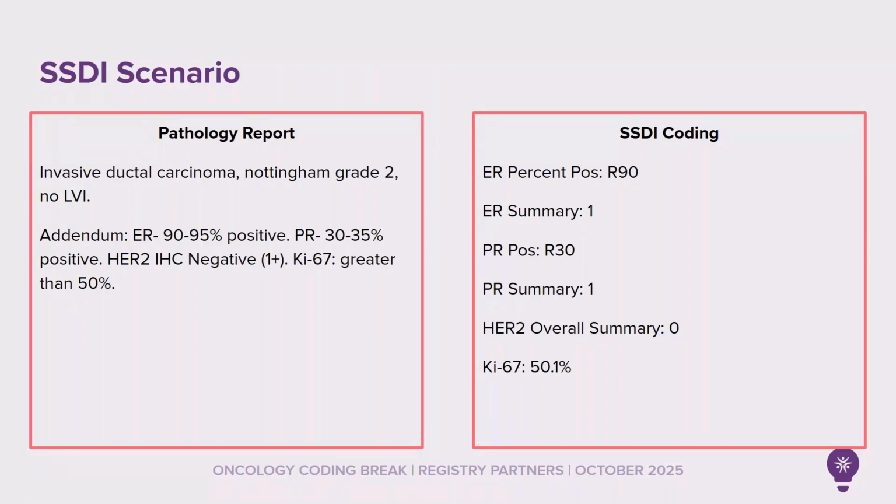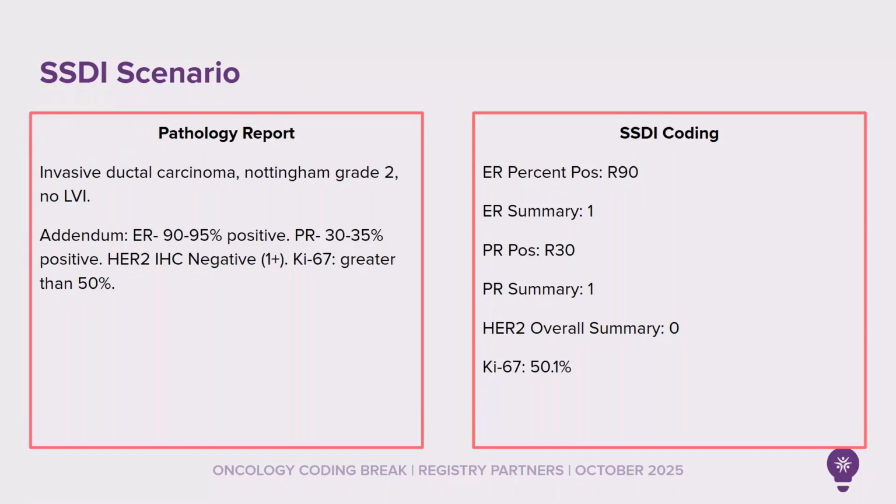The ER percent positive will be R90. The range from 90 to 95% is less than or equal to 10. So we take the lower number, 90, and code the range value for where that falls, which is the R90 range, 81 to 90%. ER summary would be coded to 1 for positive.